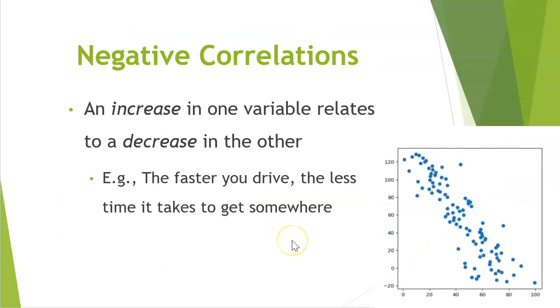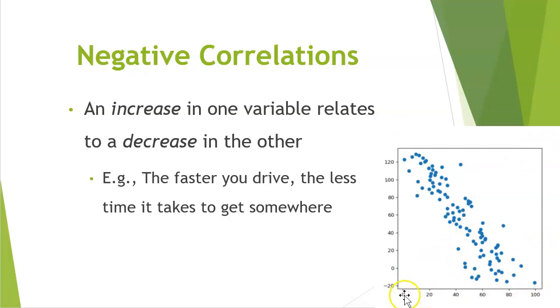Now, opposite of that is a negative correlation. And so that means as one increases, the other decreases. So the two variables are acting differently. So again, if we look at the graph, you can see how it's different now. How instead of going upwards, it's going downward.